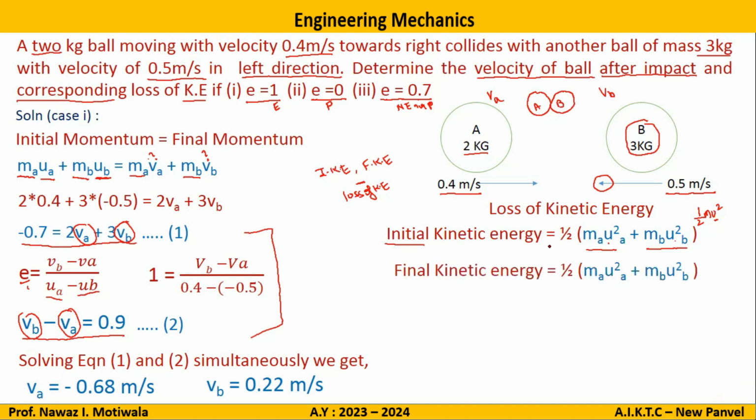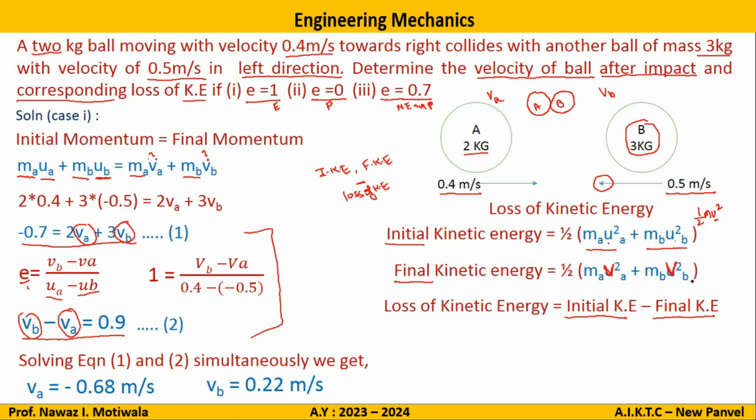Similarly, final kinetic energy will be given as half m_A v_A square plus half m_B v_B square. Now why v here? Because we are finding the final kinetic energy. And we also know that loss of kinetic energy is given by initial kinetic energy minus final kinetic energy.